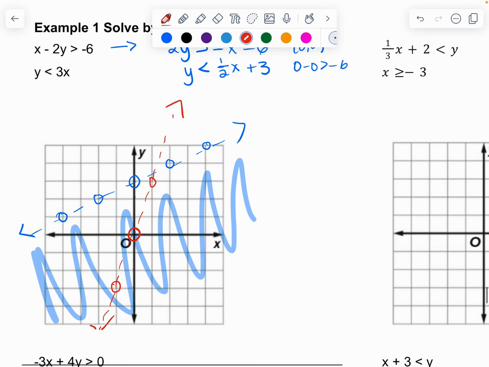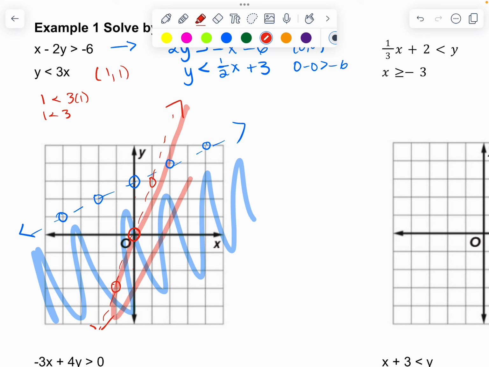Okay, if I was to put in 0, 0, is 0 less than 0? Oh, well, we can't do that. It lies on the line, so we have to pick a different point, remember? So we have to pick, I don't know, let's pick 1, 1. So 1 is less than 3 times 1. So 1 is less than 3. Is that true? Yes, it is true. So that means that this side is what is shaded.